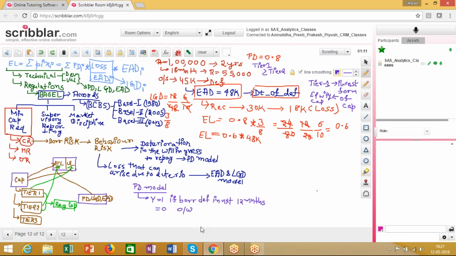So if the borrower defaults in the next 12 months, equal to 0 otherwise. So over here, if I'm trying to frame an understanding, or if I'm trying to predict this, what is the dependent variable that I have? The dependent variable over here is very categorical in nature. And all I want to know is what is the probability that a particular borrower will default. So my objective over here is to predict the probability of y equals 1.